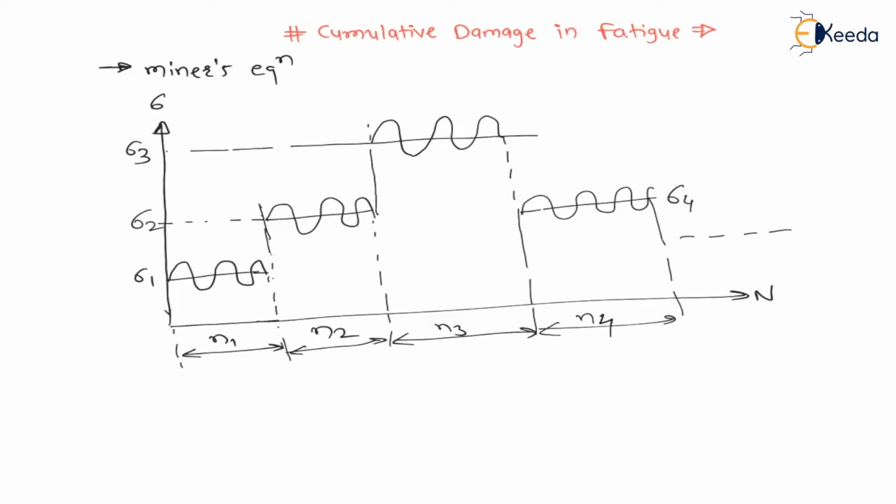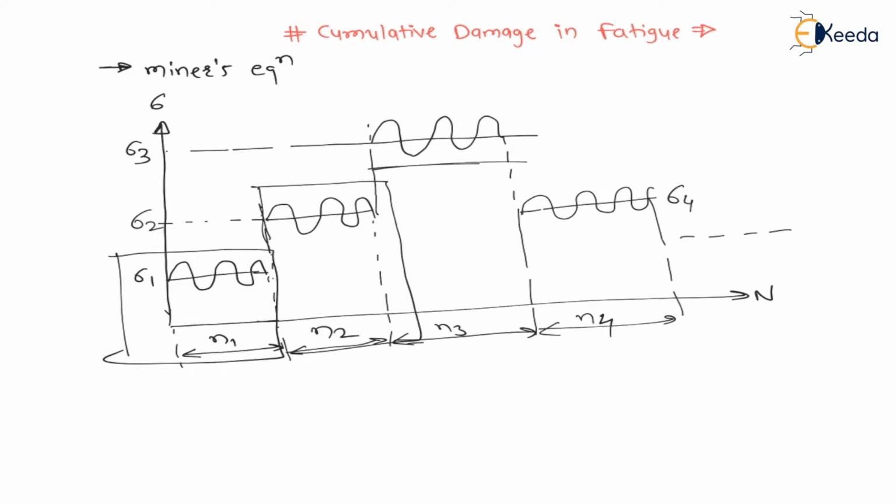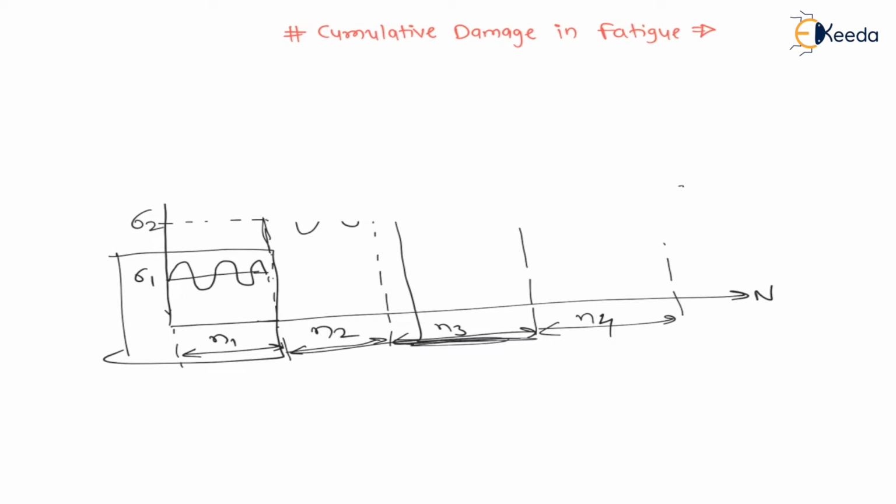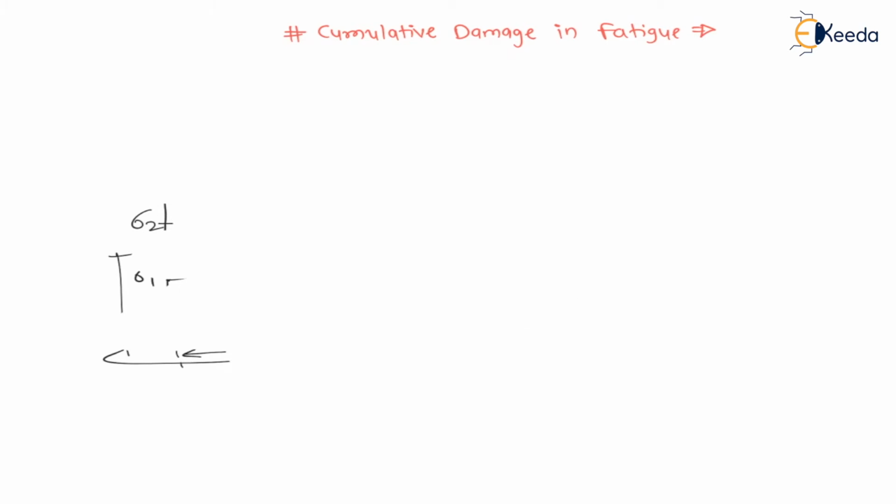For a part of time, the component is subjected to sigma 1 for n1 cycles, for another part of time to sigma 2 for n2 cycles, and for another part of time to sigma 3 for n3 cycles, and so on. This is called cumulative fatigue. To solve cumulative fatigue problems, Miner's equation is used, and we have to derive this Miner's equation.